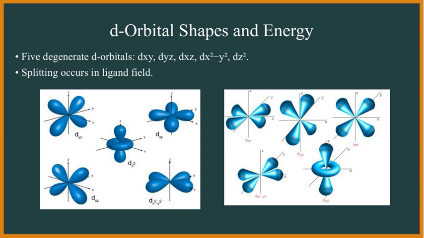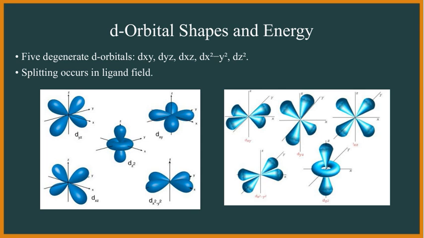Now, when we introduce ligands around the metal ion, something interesting happens. The degeneracy is broken, and the energy levels split, a phenomenon known as ligand field splitting. This splitting depends on the type of ligand and how it interacts with each of the d orbitals. Understanding this splitting is essential because it influences properties like color, magnetism, and reactivity of coordination complexes.